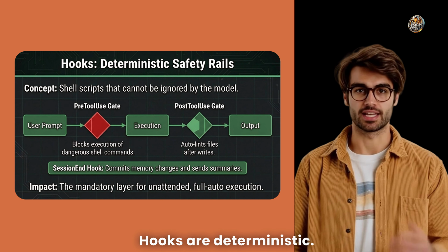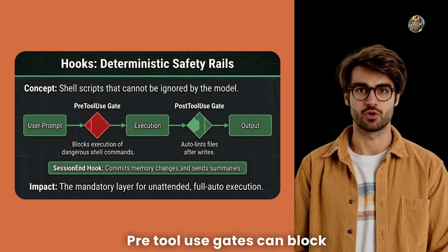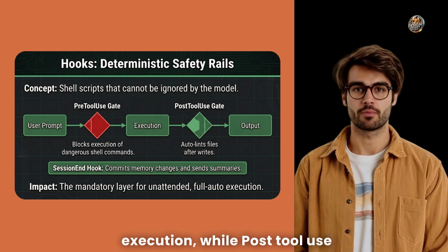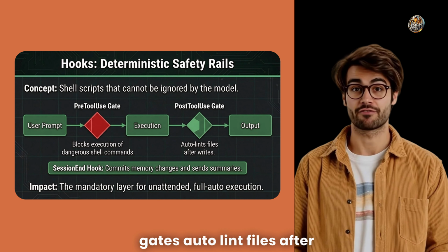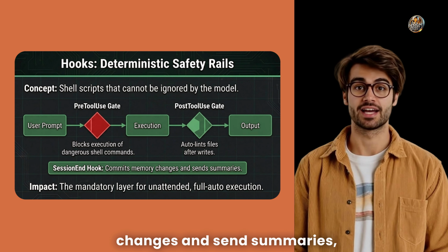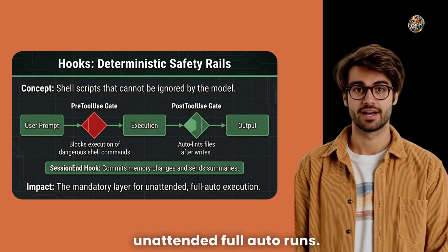Hooks are deterministic safety rails implemented as shell scripts the model cannot bypass. Pre-tool use gates can block dangerous commands before execution, while post-tool use gates auto-lint files after writes. Session end hooks commit changes and send summaries, forming the mandatory layer for unattended full auto runs.